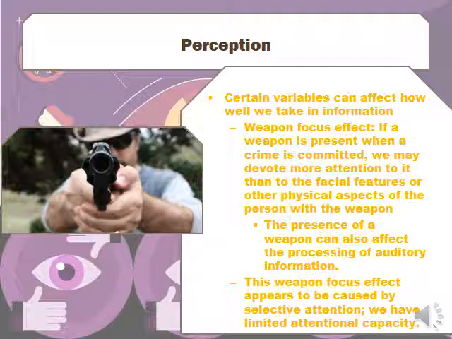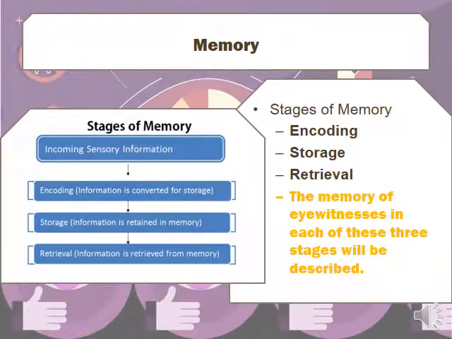In addition, the presence of a weapon can also affect the processing of auditory information, because there's that level of deafness. You're thinking, okay, I'm not going to process everything. I'm not going to hear everything that's being said. I'm not going to understand what is happening, because right at this moment I am simply focused on the weapon.